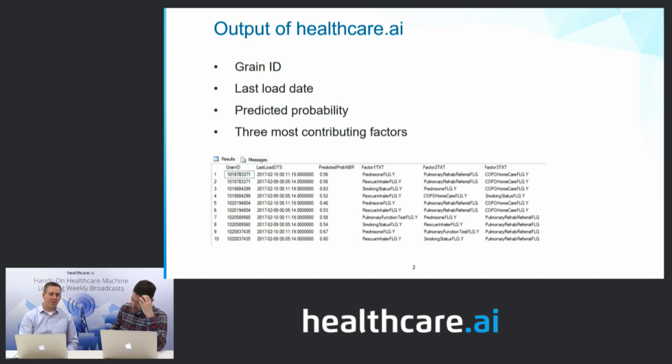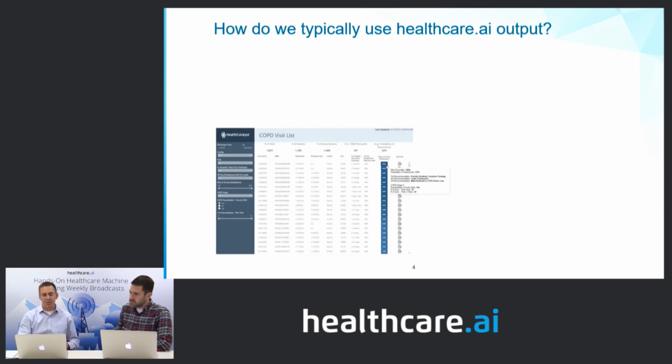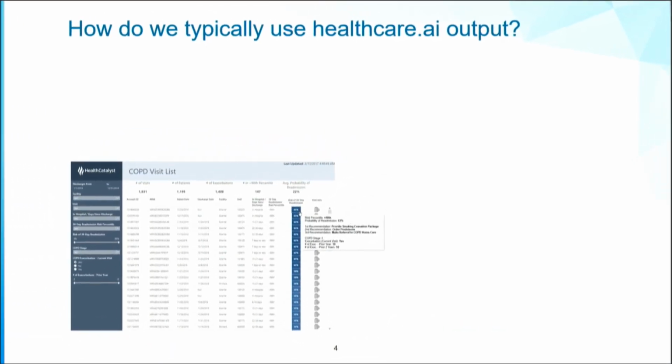So going from the output to some sort of visualization, like I mentioned as we were opening: sorting lists, visualizing risk over time, and visualizing a risk distribution of a population. Now that you saw the output, you can picture these use cases. So sorting lists, an example of that is on our COPD visit list here from one of our demos, where the visit list is actually sorted in ranked order from highest risk to lowest risk.